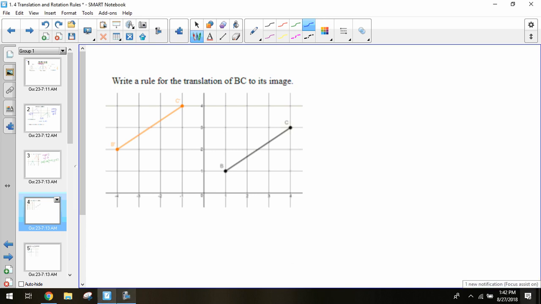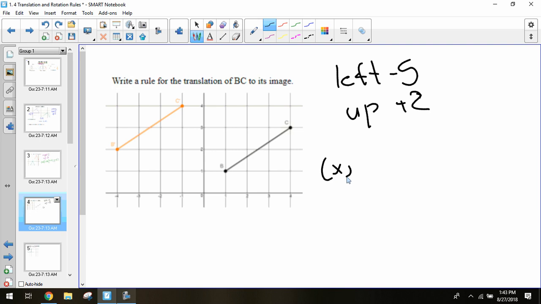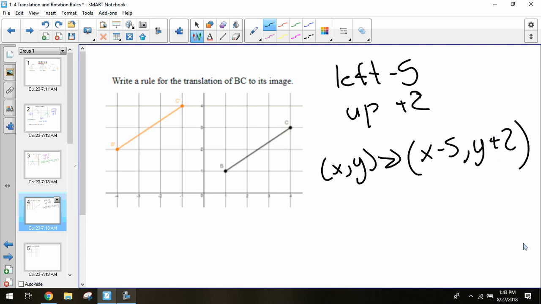Okay, so we want to write this rule for this translation of BC to the image B prime, C prime. So if we look, once again, I just like to write that rule and then turn it into the notation. So I'm going to write left 5 because I am changing 1, 2, 3, 4, 5 spaces to the left. And then I'm going up 2. So I'm going to add 2 in the height. Once again, left is a negative direction for my x-axis. Up is my positive direction for my y. So I can easily transform this into my notation as x minus 5, y plus 2. Awesome. And then we'll continue on.